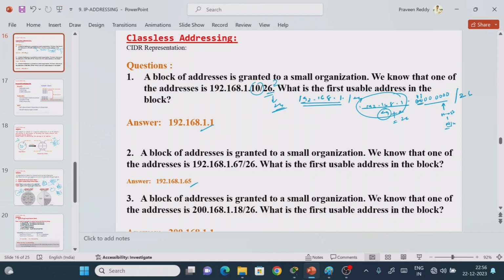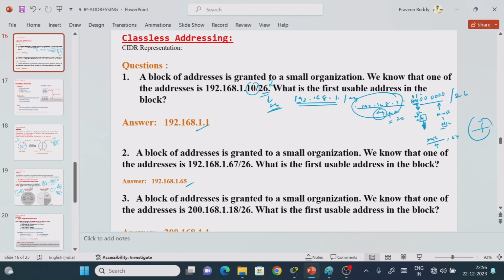Now how many bits did we convert into network bits? 2 bits. So how many subnetworks in total will we be getting? 2 power 2, nothing but 4 networks, right? So we will be getting 4 networks. What is the size of each network? 256 divided by 4, so each network will consist of 64 addresses. That is the meaning of this.